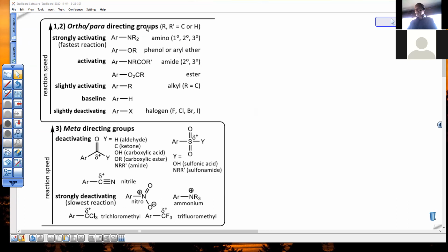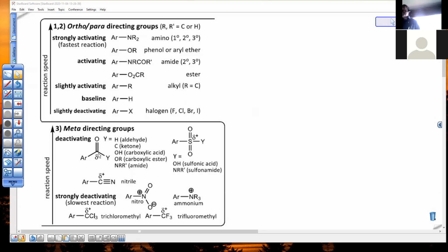Why? Because if you put the next group ortho or para, one of the resonance forms has the carbocation on the carbon attached to the existing group. In this case, an amino group, and here an ether group, and here an amide or an ester. But remember, this is the amide attached by way of the nitrogen. This is the ester attached by way of the oxygen. Not to be confused with an amide attached by way of the carbonyl to the aromatic ring. That's a whole different category.